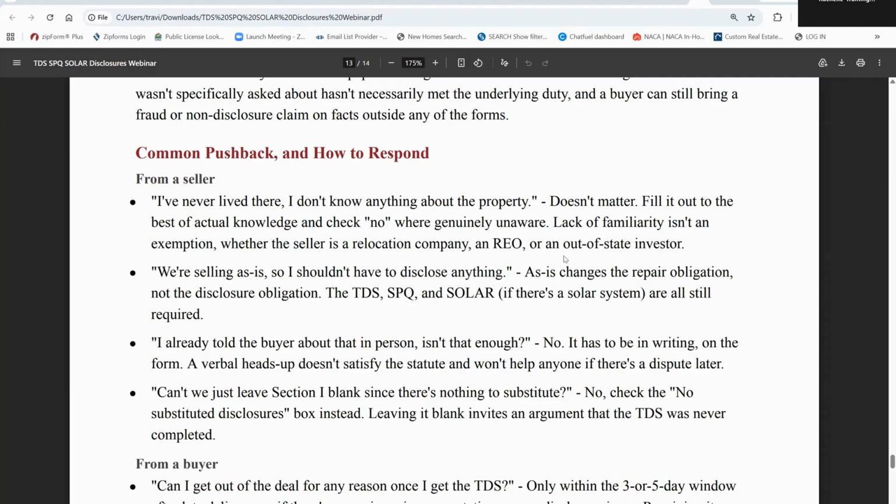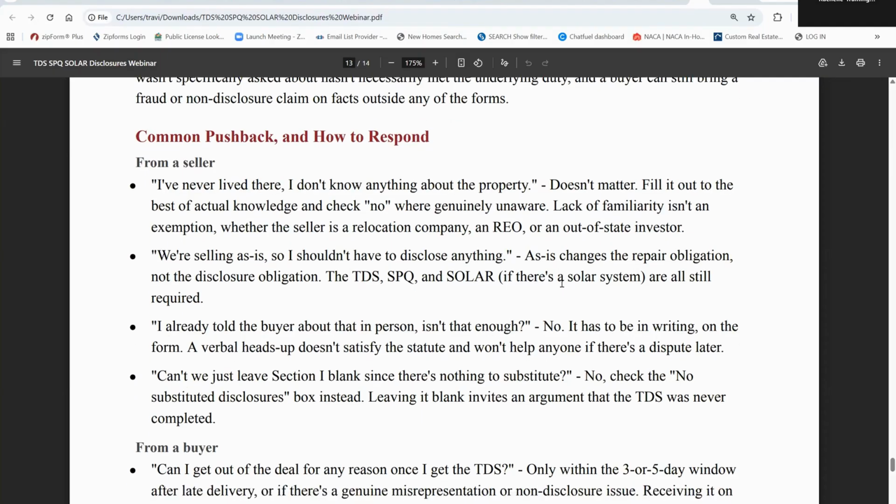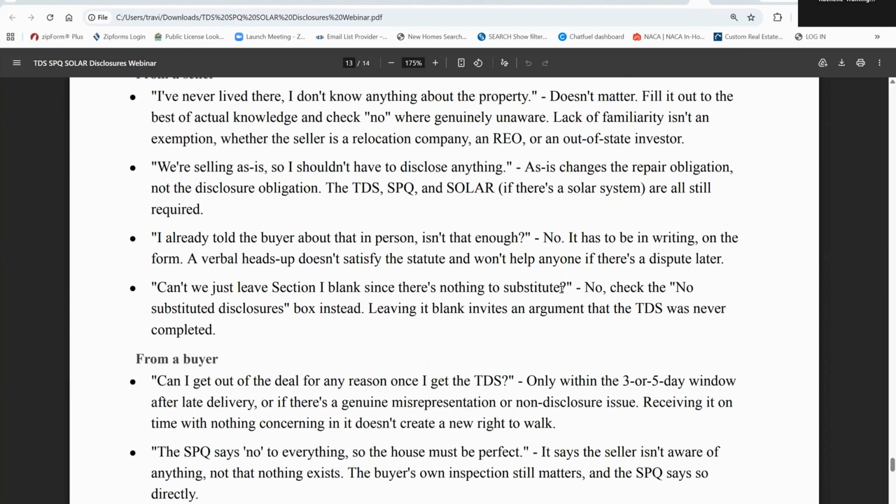We're selling it as is, so I shouldn't have to disclose anything. I hear that a lot too. Again, all homes are as is per the RPA, the CAR RPA. As is changes the repair obligation, not the disclosure obligation. The TDS, SPQ, and solar, if there is solar, are all still required.